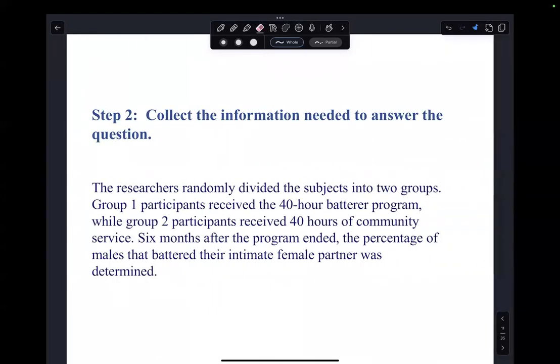Next, they needed to collect their information. So what they did was they put their 2 groups into the 2 different things. One was the control group in the community service. The other one was the batterer treatment program. So see, all they did was just describe what they did. And they looked, after the program was over, at the percentage of how many battered again.